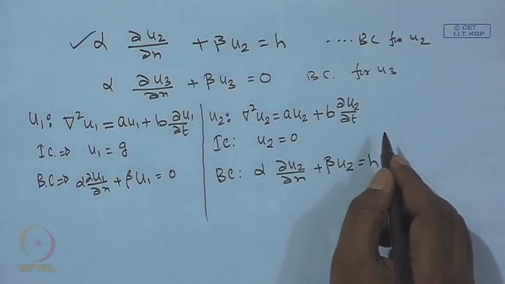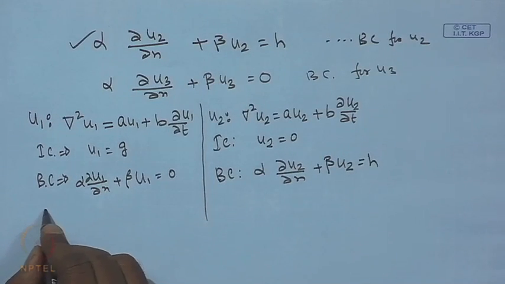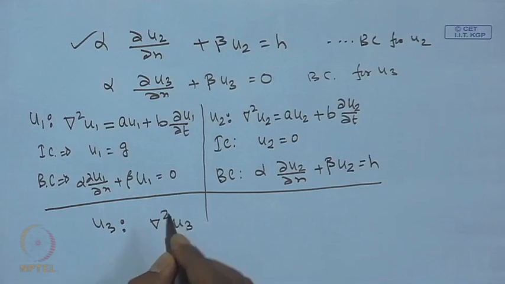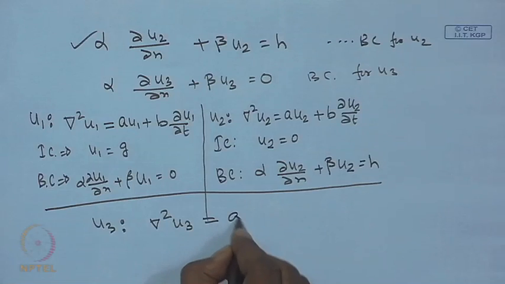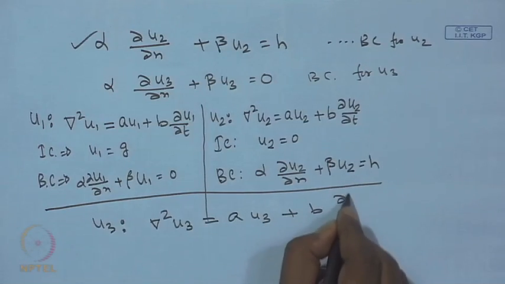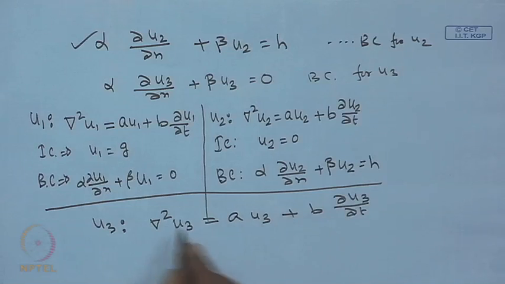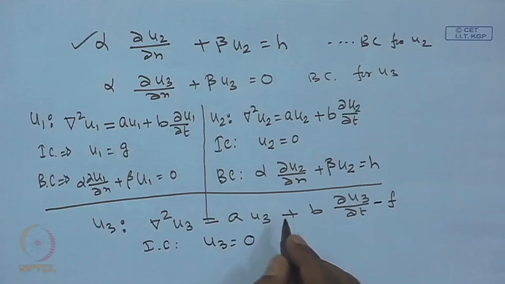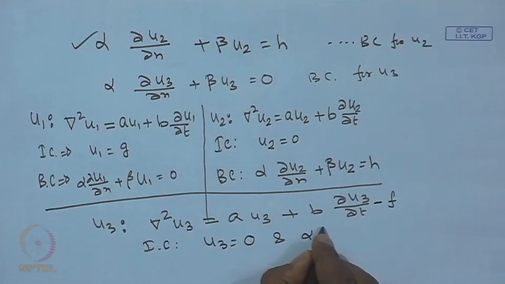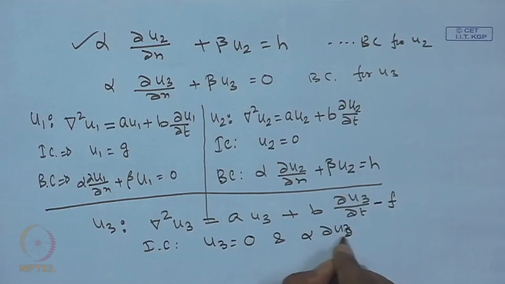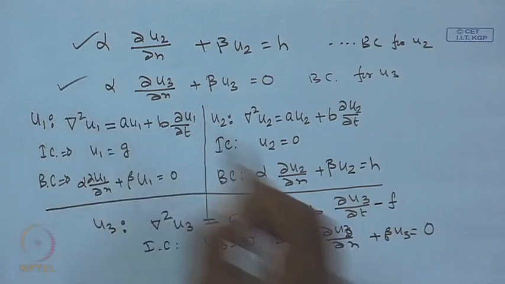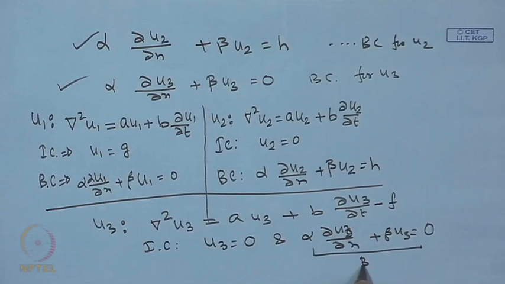This is the one, and we will be writing down for u 3. u 3's governing equation is grad square u 3 is equal to a u 3 plus b del u 3 del t minus f, and the initial condition is u 3 is equal to 0 and alpha del u 3 del n plus beta u 3 is equal to 0, that comes from this. So, this is the boundary condition for the third sub problem.